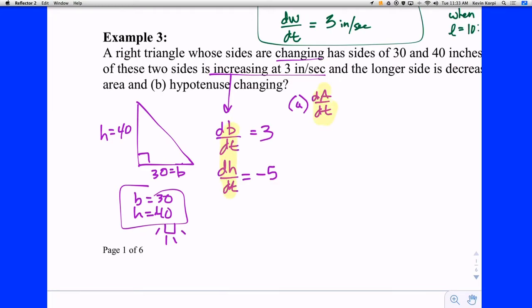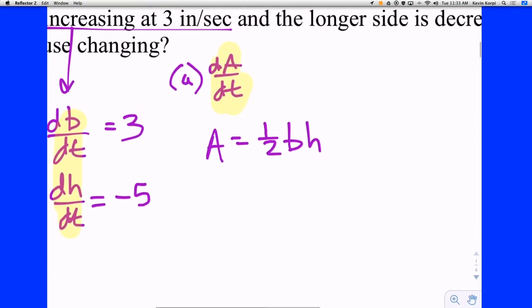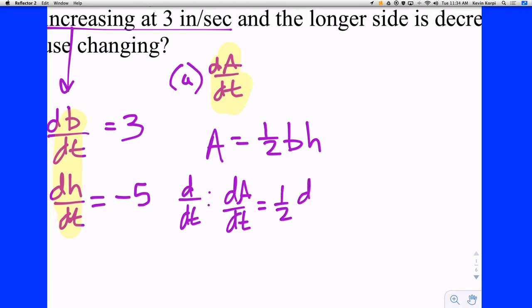So in a right triangle, how do I relate the base and the height to the area? 1/2 base times height. So you do have to know a couple of these formulas. That one's an easy one. That's your quote-unquote position equation. Next step is always to do what? Take the derivative with respect to time. So we get dA dt equals, product rule again, 1/2 dB dt times h plus 1/2 b times dH dt.